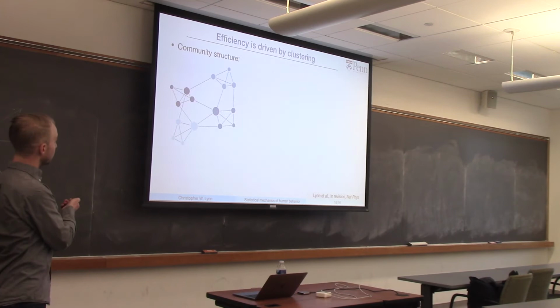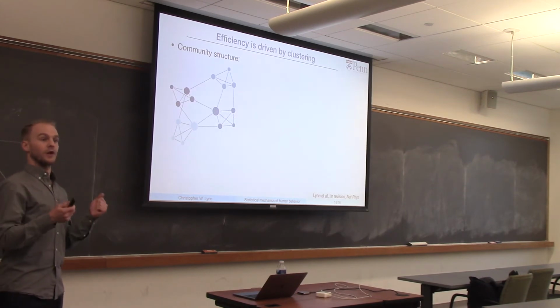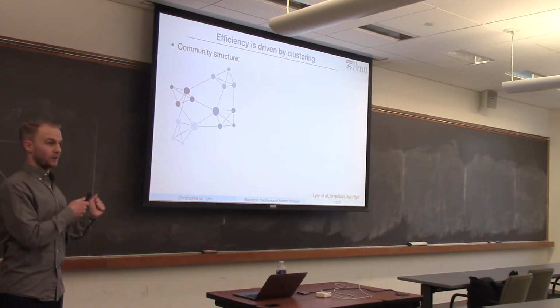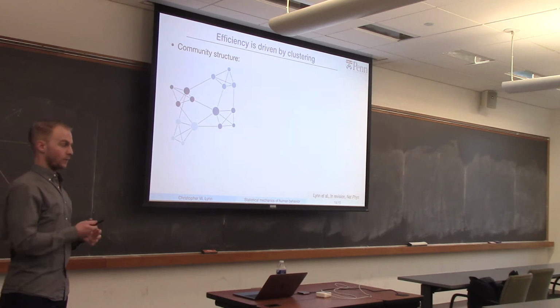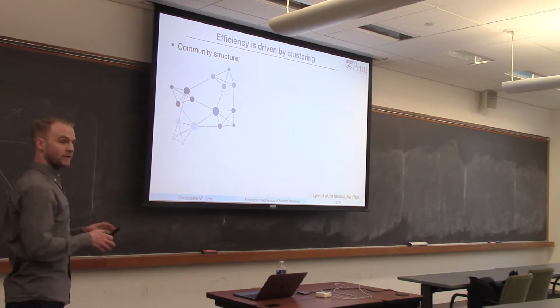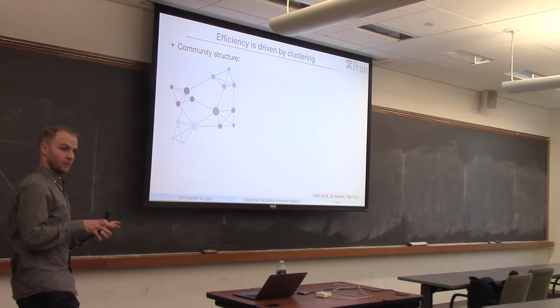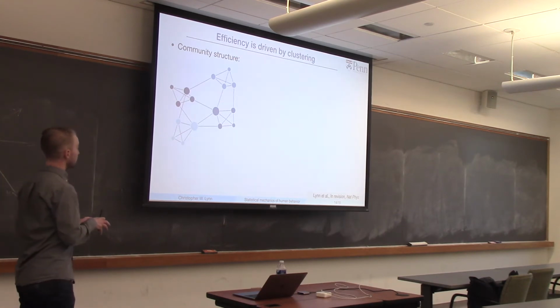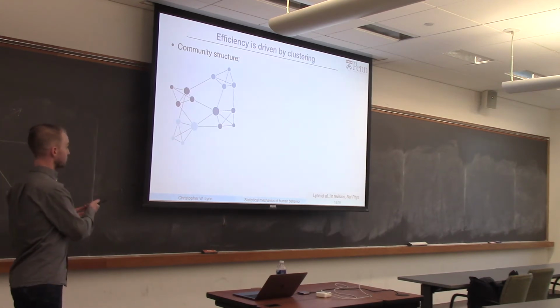So now we can look at that second property. So we saw that all the real networks that we looked at were efficient relative to random networks. And it turns out that the key to understanding efficient communication with humans is modular structure or community structure.